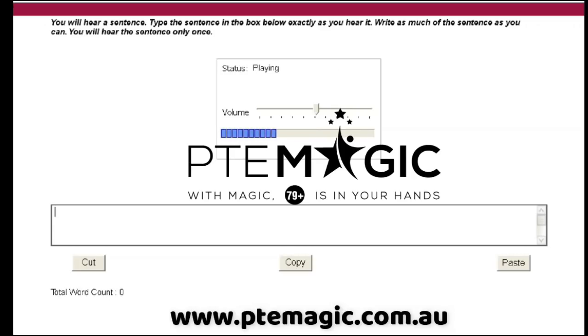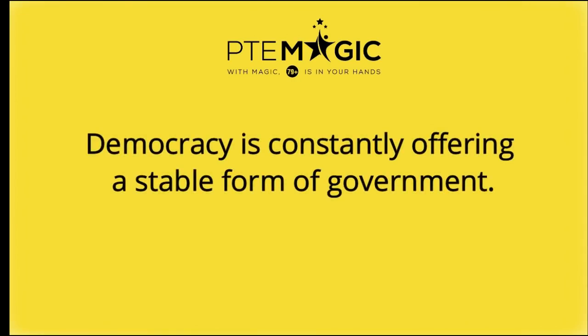Democracy is constantly offering a stable form of government.